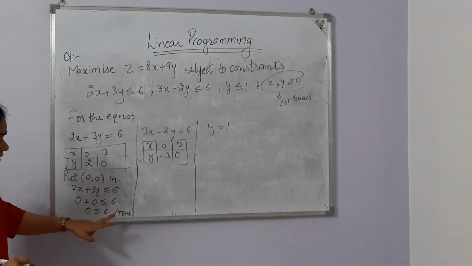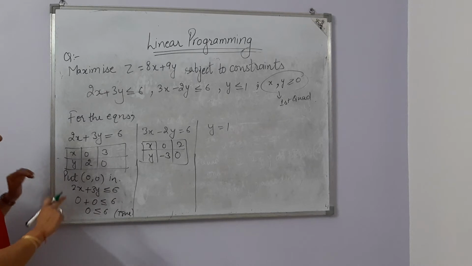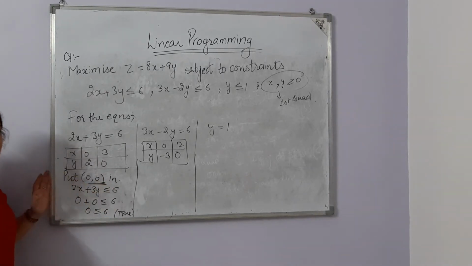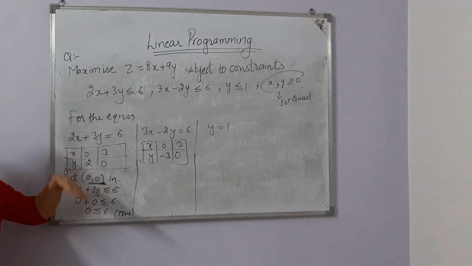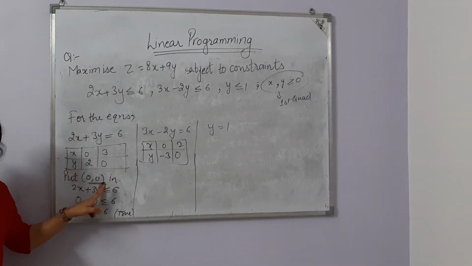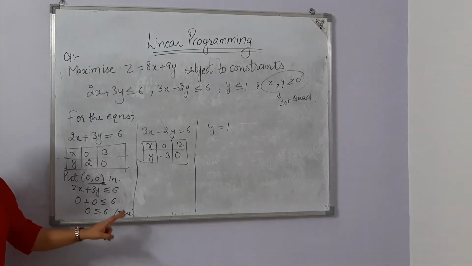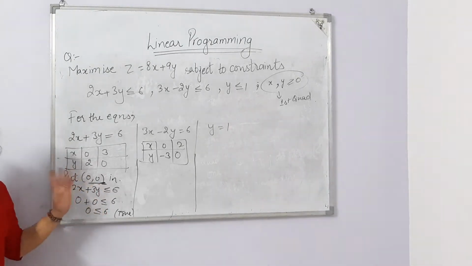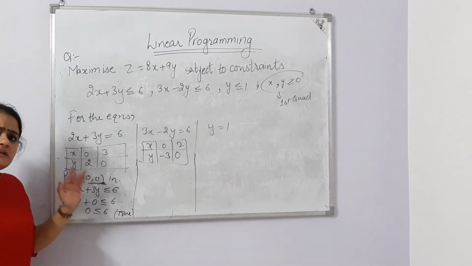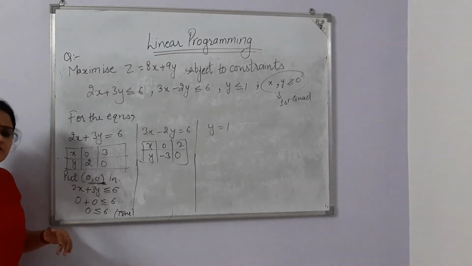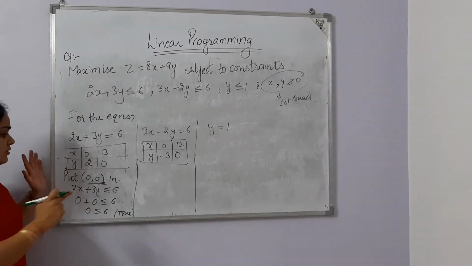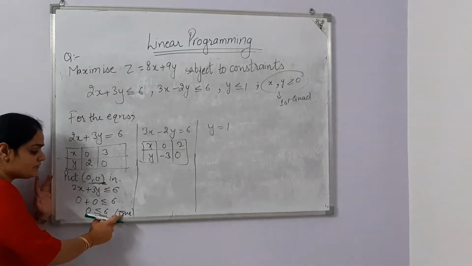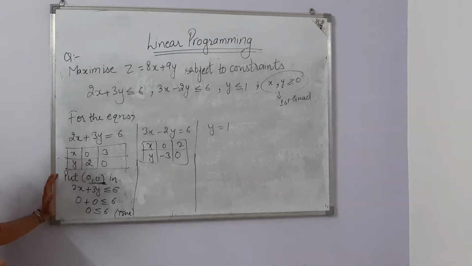If the condition is true, it means the graph or the shading will be towards this point. Or if false, it means the shading is away from this point. The point can vary. You can take the point on your own, but the condition is that it should not lie on the line. So if a true condition is there, it means towards the point. If false, then away from the point.